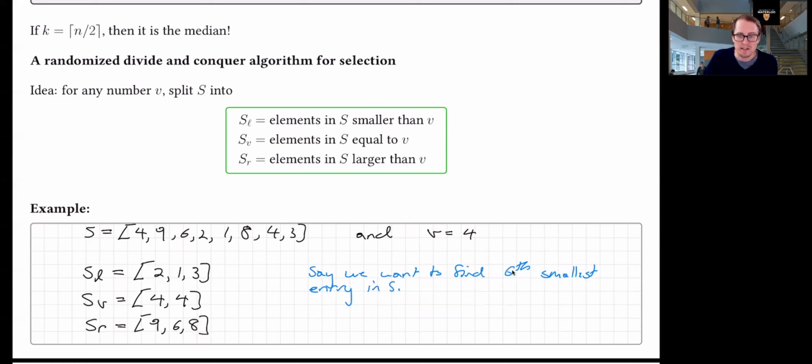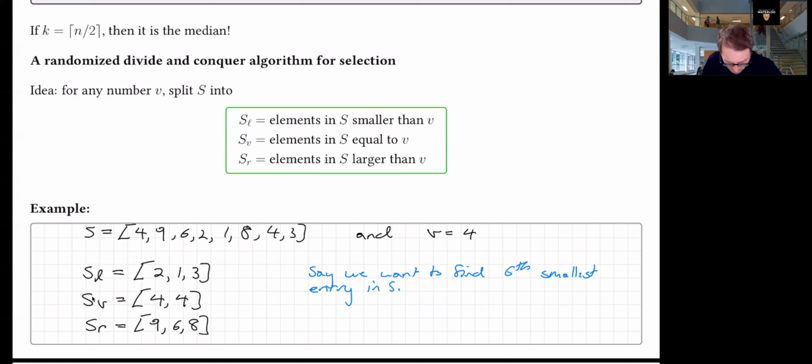So since we're looking for the 6th smallest, and S left plus SV only has 5 elements, we know that it's got to be in S right, the 6th smallest, because these are the 5 smallest, right? S left and then SV.